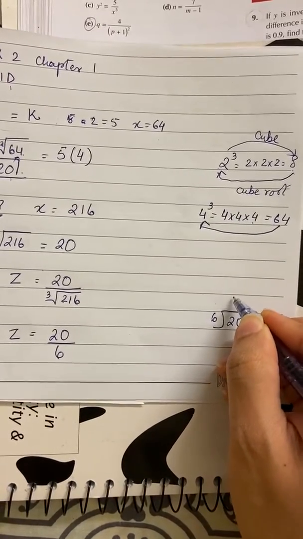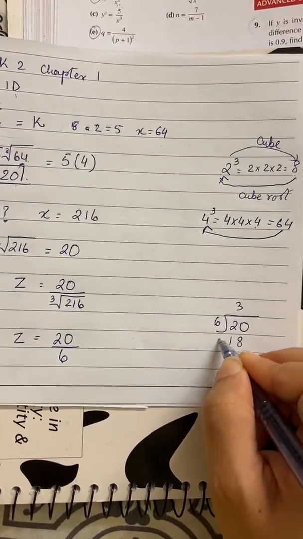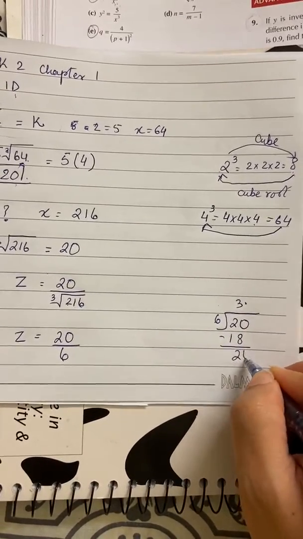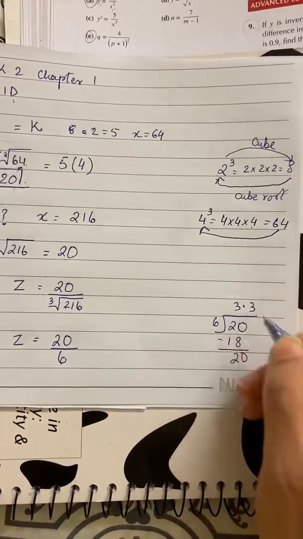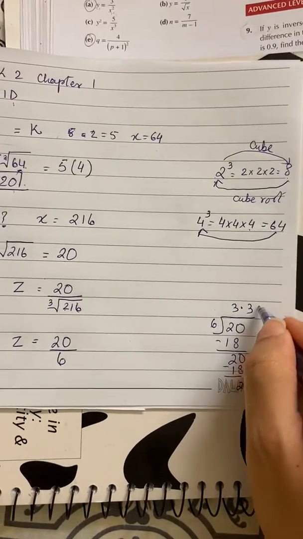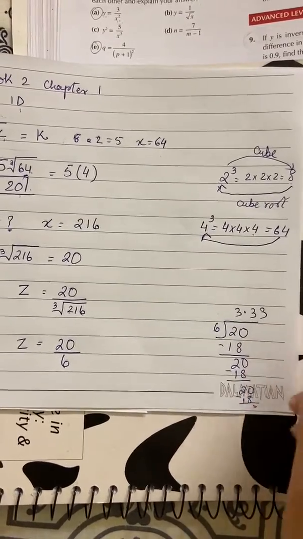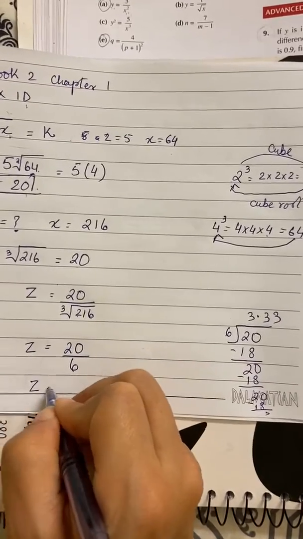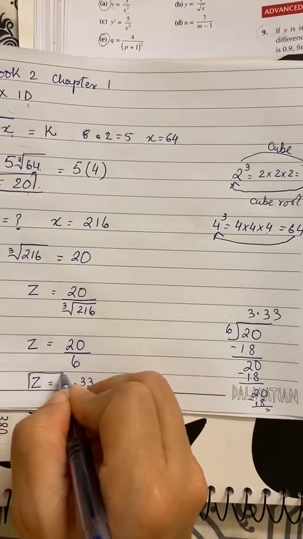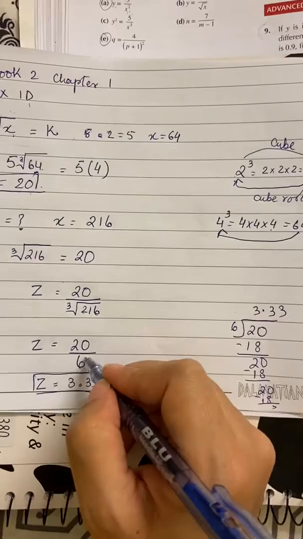6 times 3 is 18. 2 is left. I'm going to put a decimal and put a 0 over here. 6 times 3 is 18 again. So 2 is left, again 0, so 18, and it's going to keep on going, so we are going to stop here. So z is equal to 3.33.